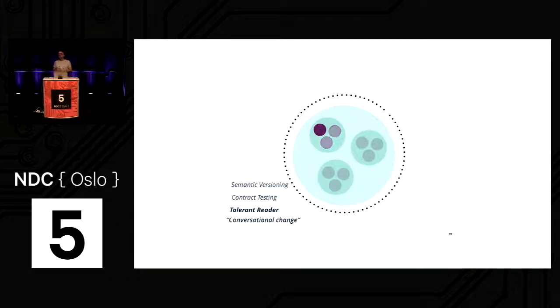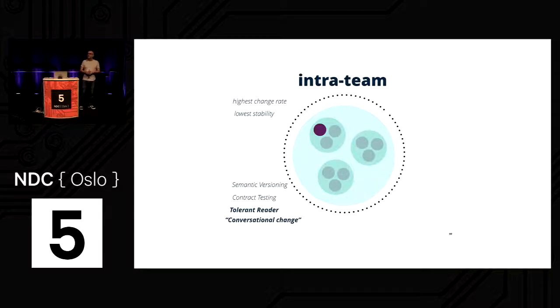But within your team, maybe you make different decisions again. Within your team, maybe you rely on conversational change. You decide not to make the investment in contract testing. I'm sitting next to this person. If I'm going to make a change to my API, my service, I can just say, hey, Bob, I'm going to make a change. Can you just update your stuff? Conversational change.